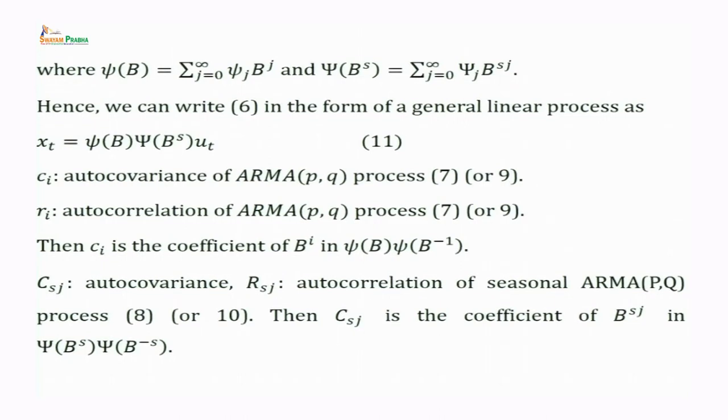Here small psi(B) is summation over j of psi_j B^j and capital Psi(B^s) is equal to summation over j of capital Psi_j B^{sj}. So, hence we can write this equation 6 in the form of a general linear process as X_t equal to psi(B) capital Psi(B^s) u_t. Now, you know the result that if you have Y_t equal to psi(B) u_t, then its autocovariance generating function is psi(B) psi(B inverse), and the i-th autocovariance is given by the coefficient of B^i in this autocovariance generating function. So, now we are going to use this result.